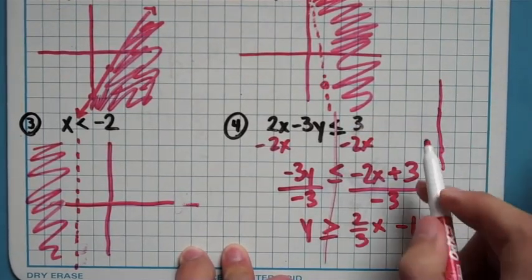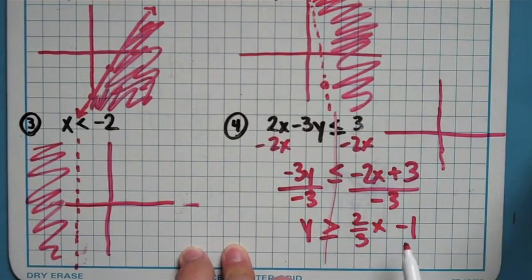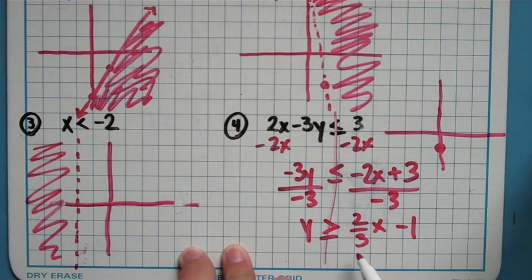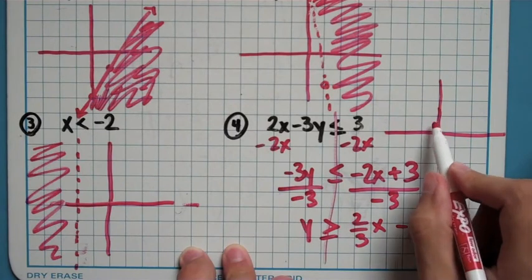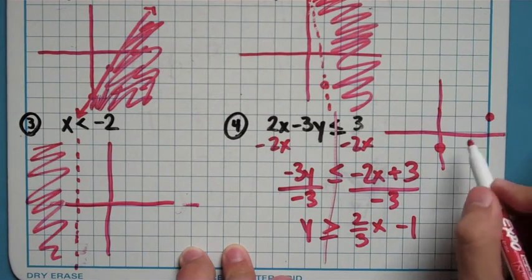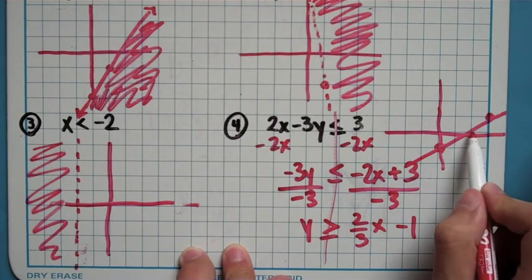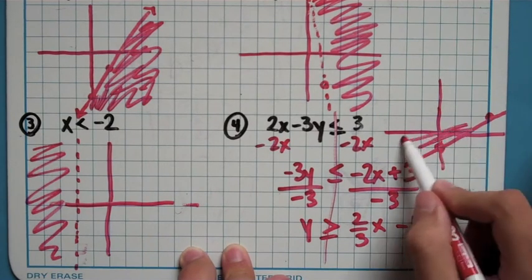Draw my graph. Go to -1 to start out. It's going to be a solid line, so I'm going to put a solid circle there. I'm going to go up 2 over 3. Again, solid line, y is greater than or equal to, so I put my pen on the line, I go up, and this is the part that gets shaded.